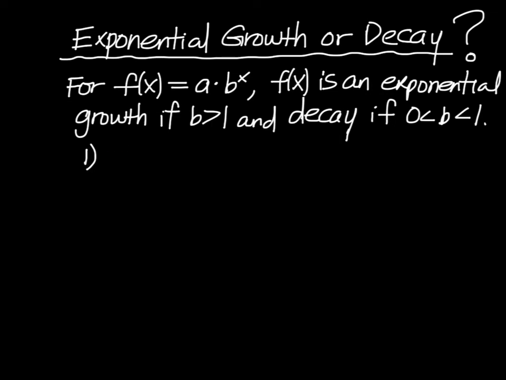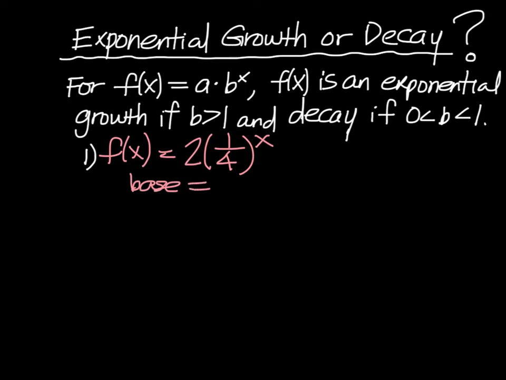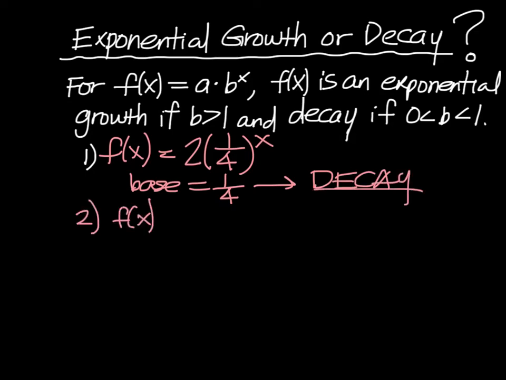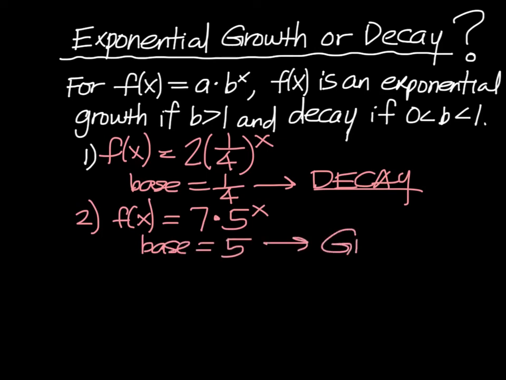Number 1, f of x equals 2 times 1/4 to the x power. The question is, what is the base here? Well, since the base here is 1/4, this means that it's a decay. Okay? Number 2, f of x equals 7 times 5 to the x. In this one, since the base here is 5, that means we have a growth.